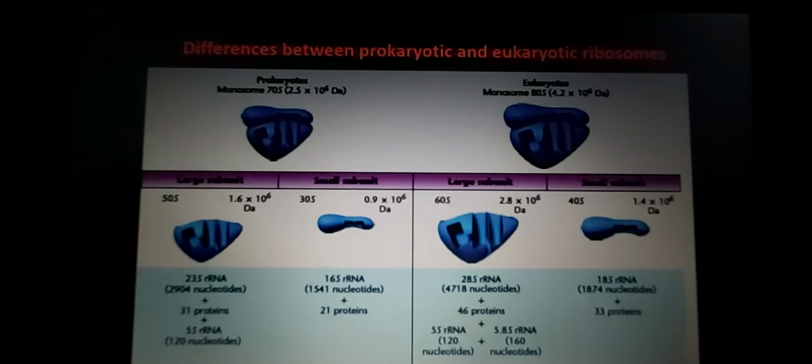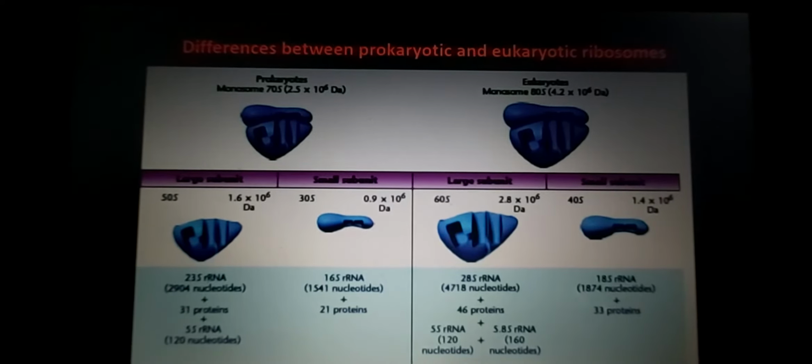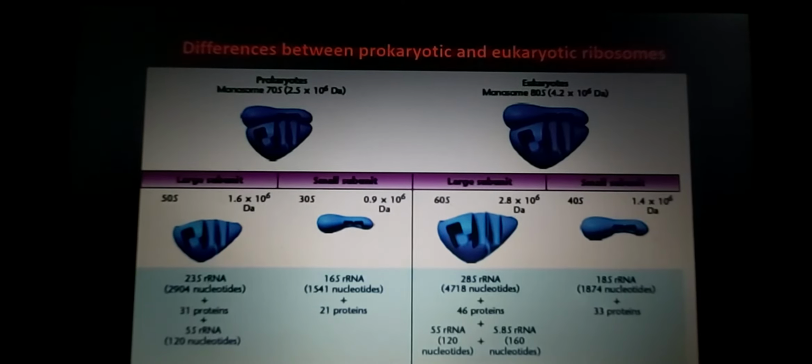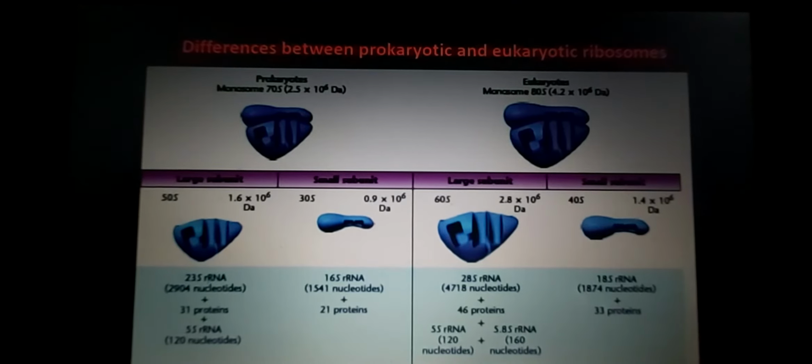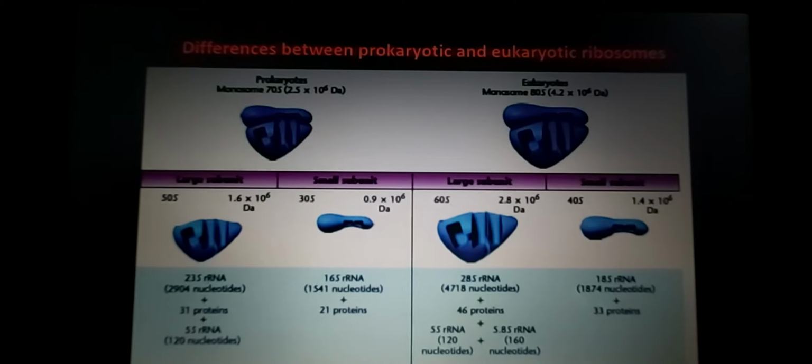Now, looking at the proteins which make up these ribosomes, the large subunit is made up of two types of RNAs, 23S rRNA and 5S rRNA, and 31 proteins, whereas the small subunit is made up of 16S rRNA and 21 proteins. In eukaryotes the composition is a little different. So these are differences between prokaryotic and eukaryotic ribosomes, which is important from the exam point of view. Sometimes they ask you these differences, which you should know.